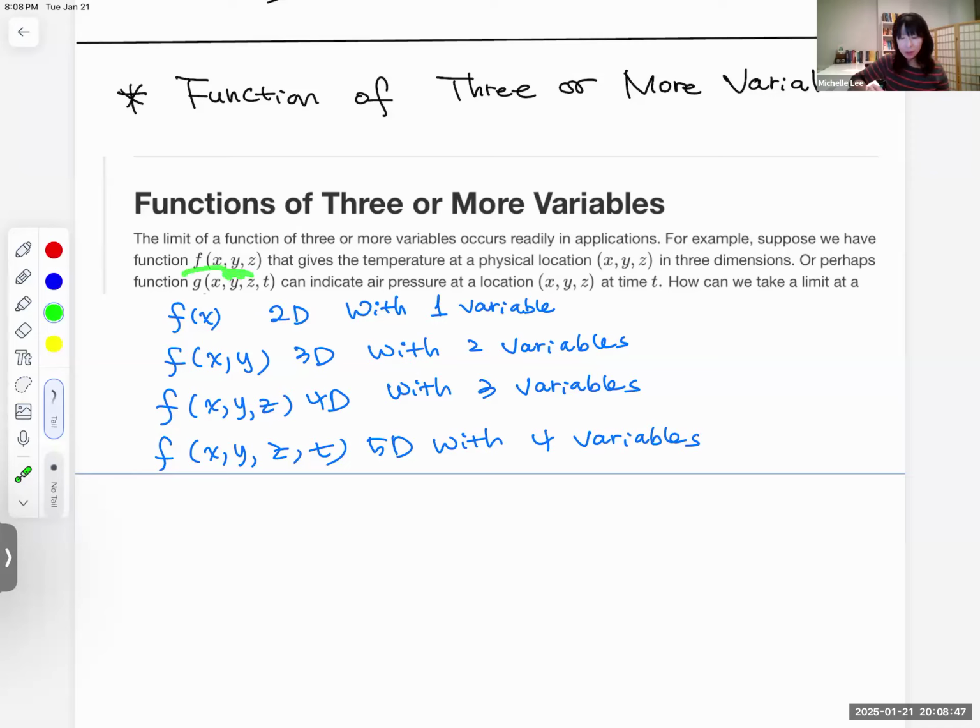Now, when do we use four dimensions? Temperature at a physical location. And when do we use 5 dimensions? Air pressure and location. So don't get confused. The triple is a point, and this is function notation. In real life, we use 3 dimensions, but in physics, linear algebra, and other subjects, we use more variables, more than 3 dimensions. All right, now let's find the limit.